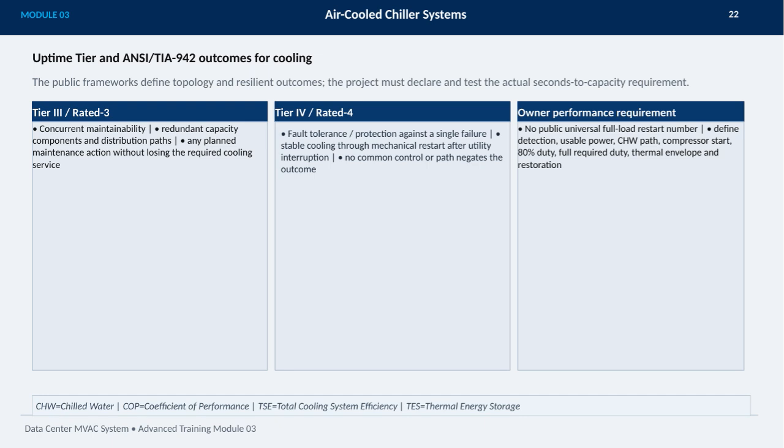Finally, keep in mind the key abbreviations. CHW stands for chilled water, COP is the coefficient of performance, TSE means total cooling system efficiency, and TS refers to thermal energy storage. These terms are essential for understanding and evaluating system performance.